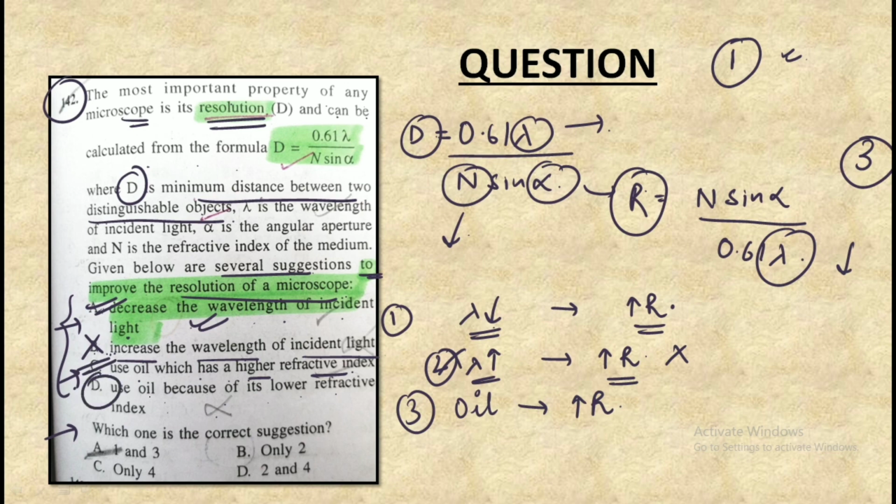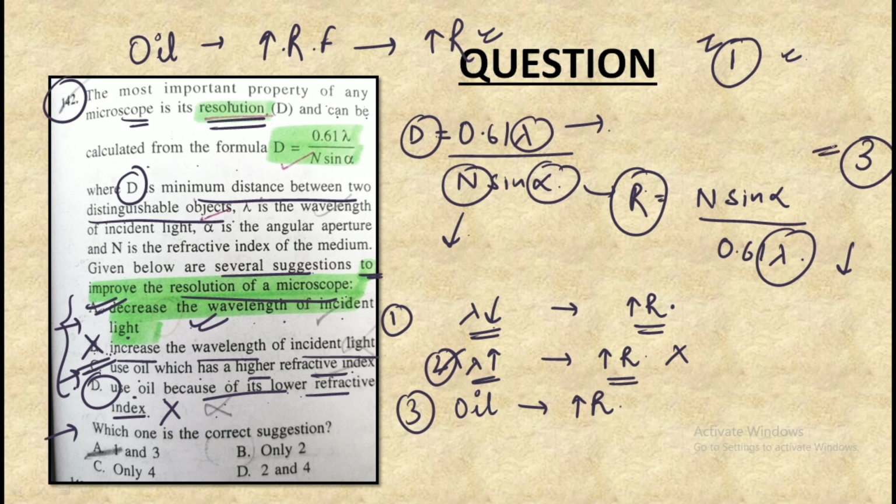The fourth option says to use oil because of its lower refractive index, which is an incorrect statement. Why? We have studied that oil has a higher refractive index, and a higher refractive index leads to an increase in the resolution. Hence, D is an incorrect option. So A and C are the correct suggestions, and the combination of the same is given in option A, which says 1 and 3 are the correct suggestions for increasing the resolution of the microscope. So with this we have our correct answer as option A.